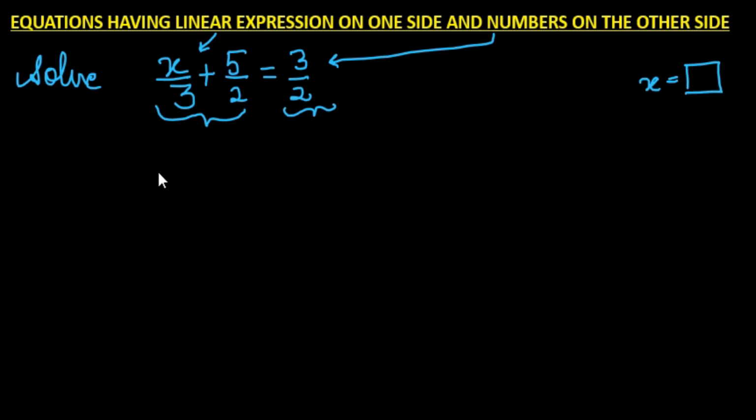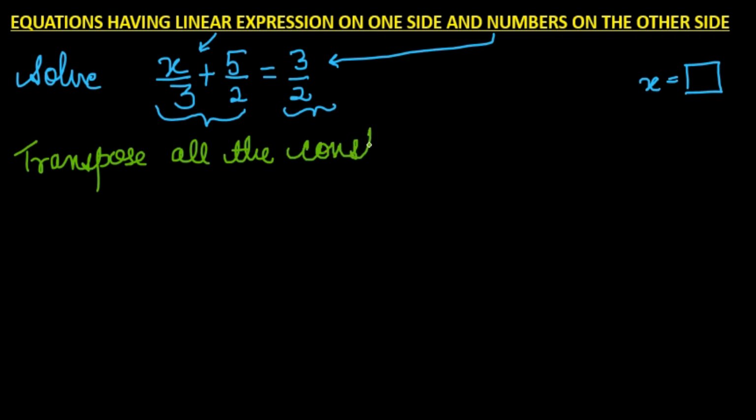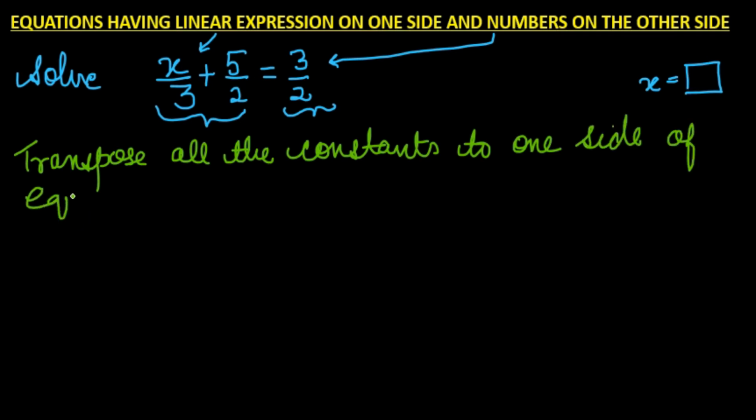What do we do first? Whenever we have to solve such linear equations, what we do is we transpose all the constants to one side of equality. Let us see what it means.